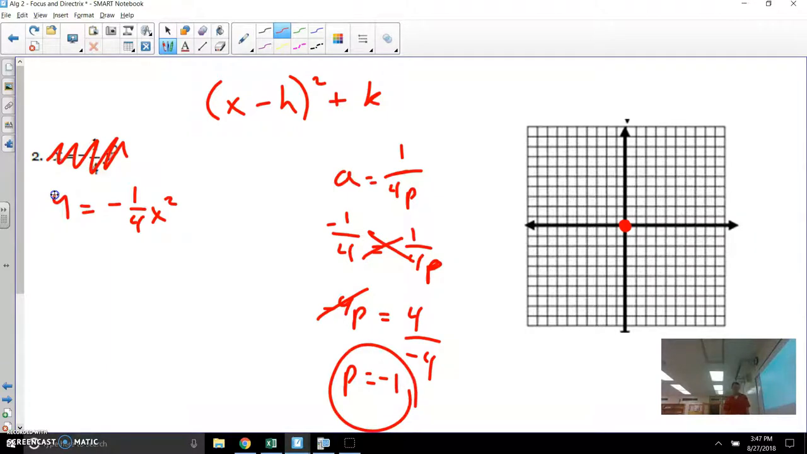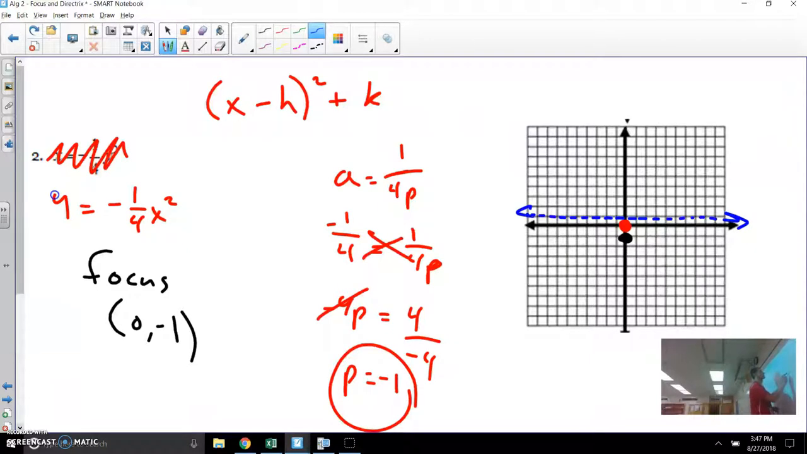So what that means is I need to go down 1 for the focus. And so my focus point is going to be 0, negative 1. Well, that means on the opposite side of it, equidistant and going up 1, is my directrix line. Okay? So my directrix line is equidistant from that vertex, and we're going to focus it in the down direction.